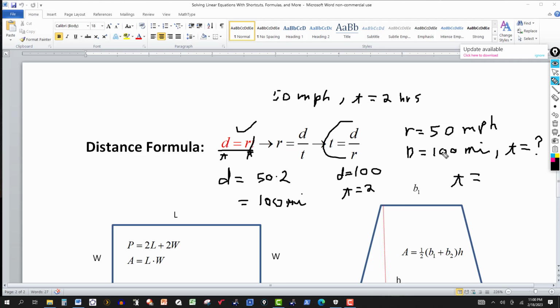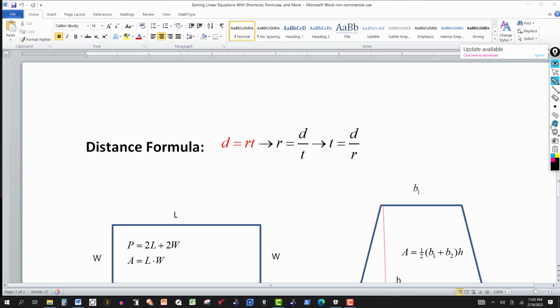So if I want the time given d and r, you just plug it here. Distance is equal to 100. The rate is 50 miles per hour. And just divide this out. 100 divided by 50 is equal to 2. And since it's time, this is in hours. So if I put 100 miles divided by miles per hour, the units reduce to hours, and you get this.